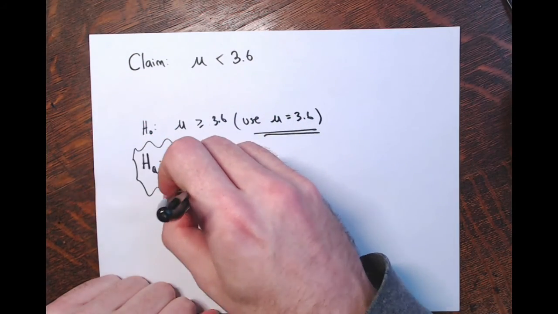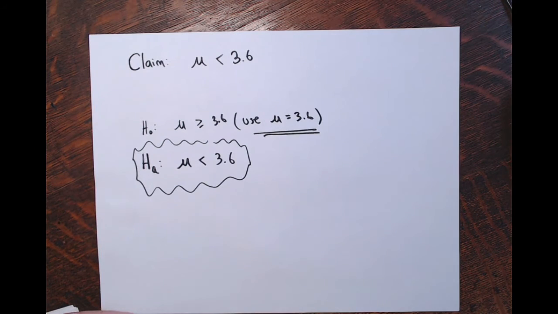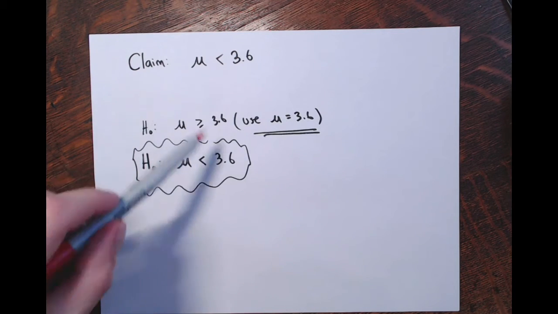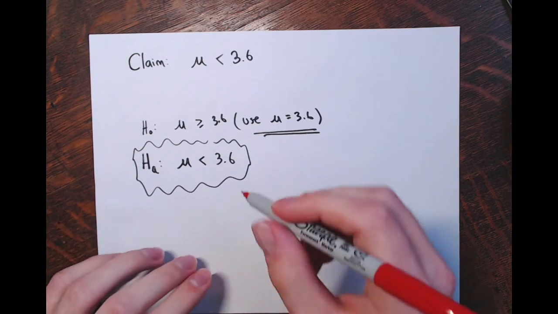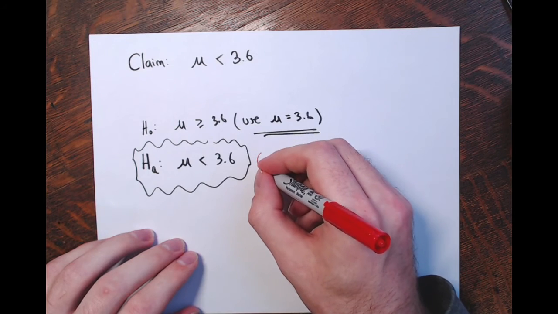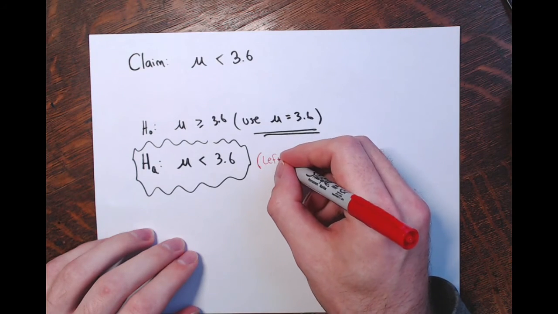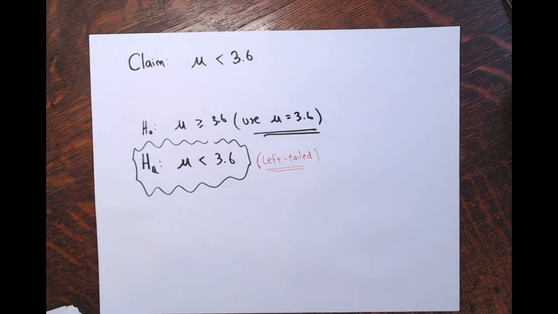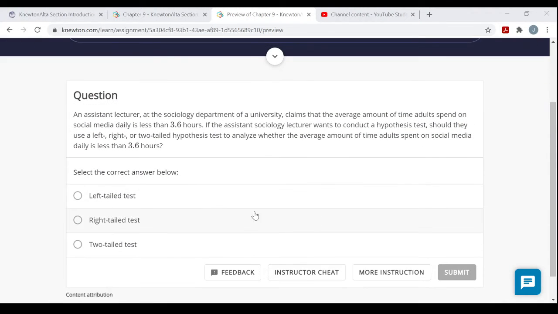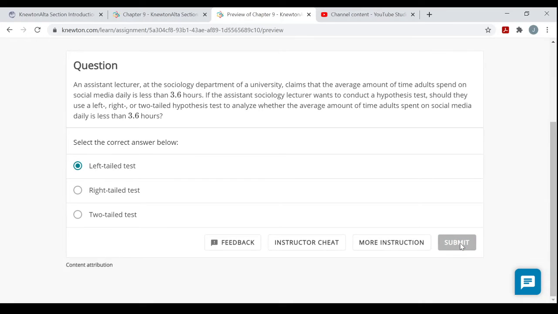But the one thing that matters most for this particular question is how the alternative hypothesis looks. It is my parameter mu, this average amount of time spent on social media daily, is less than 3.6. It's a less than; the parameter is less than a certain value. So we'd be performing a left-tailed test. And that's all they're asking, I think. So left-tailed, and I don't remember if there was a second part to this. Let's see.